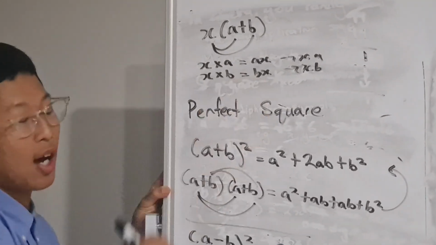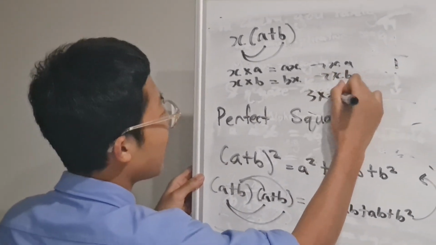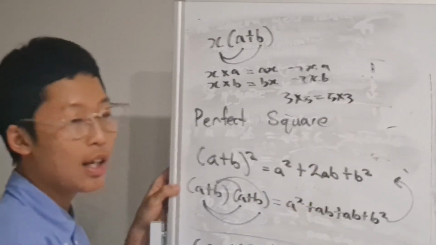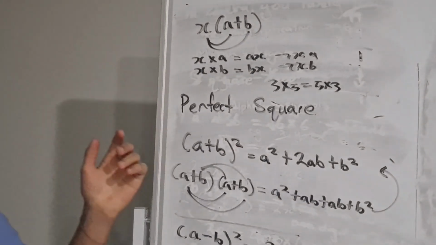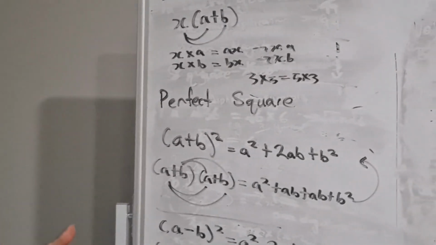Because in between them is the times, you can flip them around. It's the same thing as saying 3 times 5. It's the same thing as saying 5 times 3. There's no difference, right? So always keep in mind that ab is the same as ba, xy is the same as yx. Okay? You also understand that?